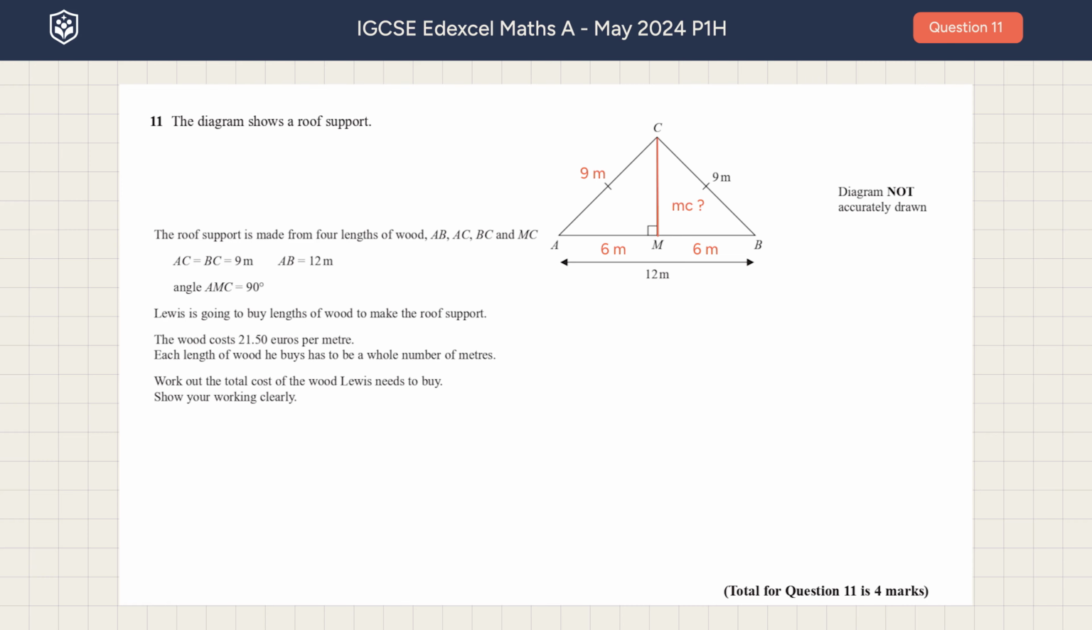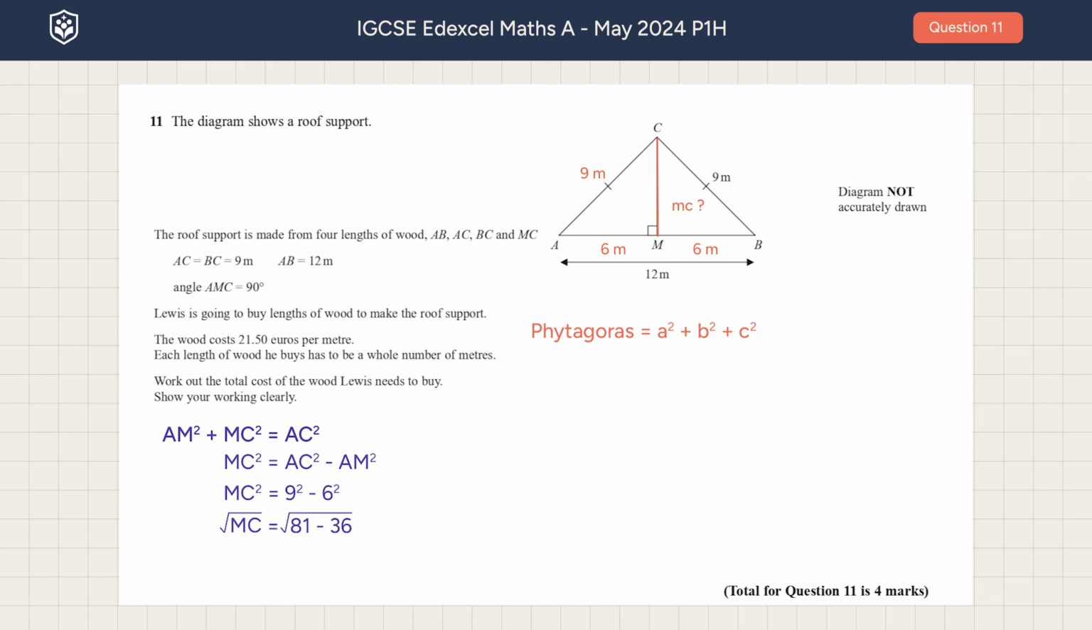We can find MC using Pythagoras' theorem, a square plus b square equals c square. For this question, we can write it as AM square plus MC square equals AC square. Let's make MC square the subject, which makes MC square equals AC square minus AM square. Now let's plug in what we know to make MC square equals 9 square minus 6 square, which means MC equals the square root of 81 minus 36, which makes 6.71 meters. But we have to round up to 7 since the question says each length of wood he buys has to be a whole number of meters.